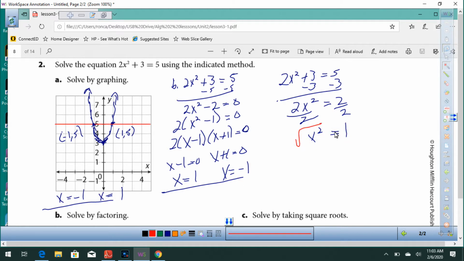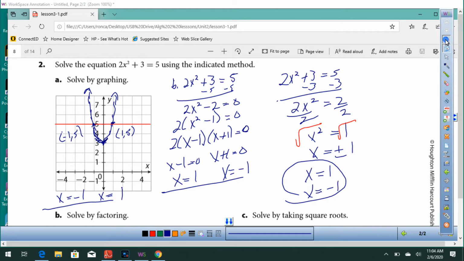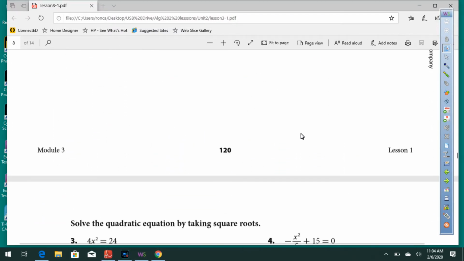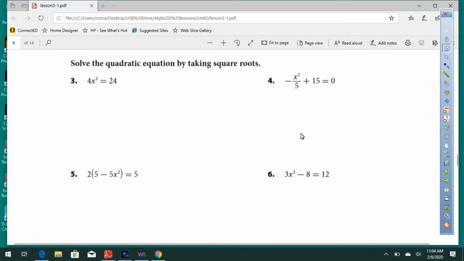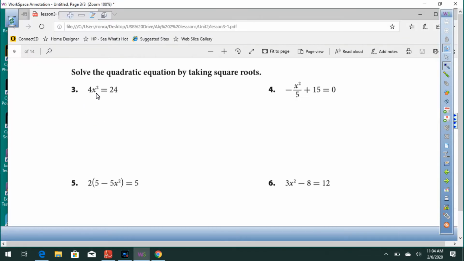Take the square root of both sides, and you have x equals plus or minus 1. So x equals 1, x equals -1. Again, you got the same answers all 3 ways. Let's try number 3. It says, solve the quadratic equation by taking square roots. This is a nice, easy way.